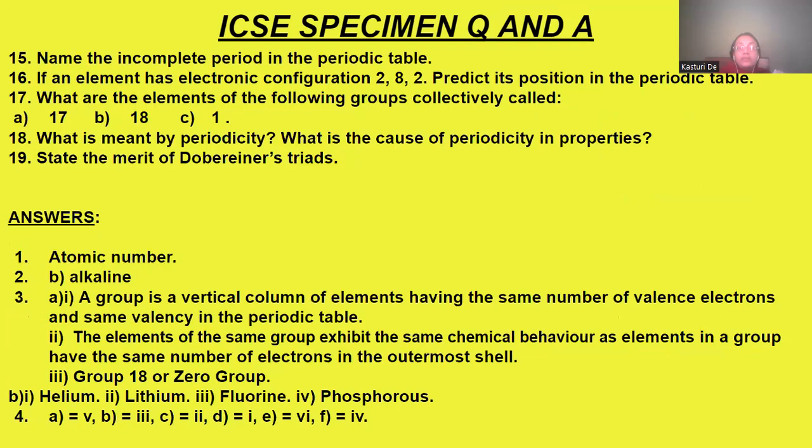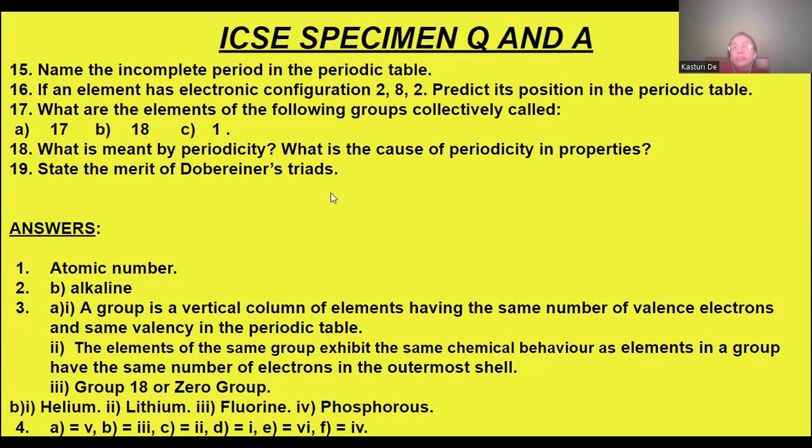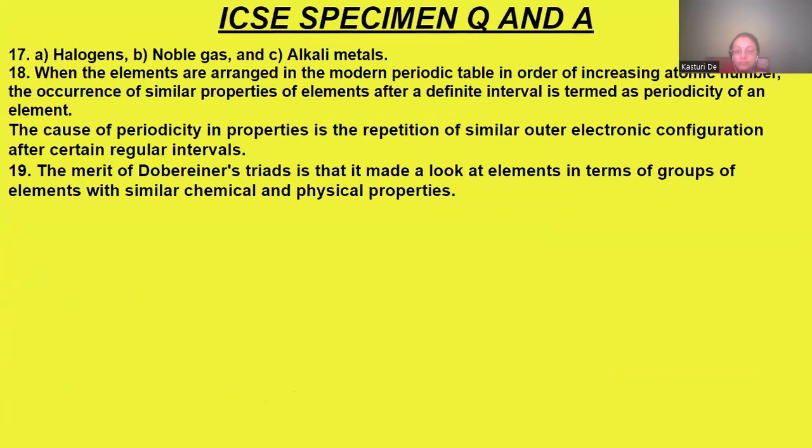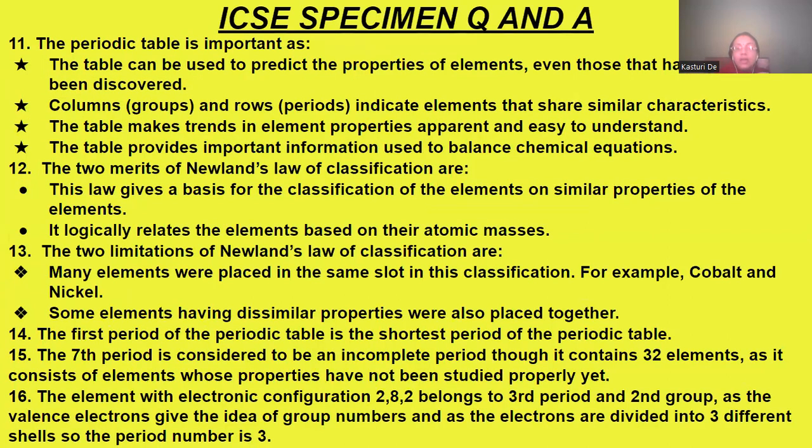Okay. Next is, if an element has electronic configuration of 2, 8, 2, then predict its position in the periodic table. 2, 8, 2. That means it has 3 shells. The element that has 3 shells is in the third period. Now 2 valence electrons, so it's in the second group. So the valence electrons give the idea of which group it is, and the number of shells gives the idea of which period.